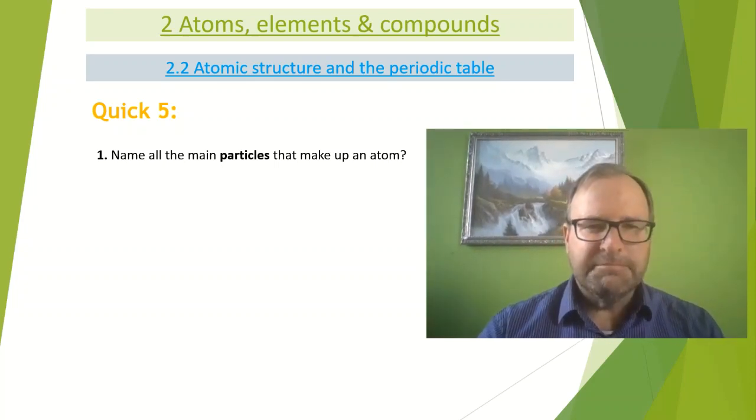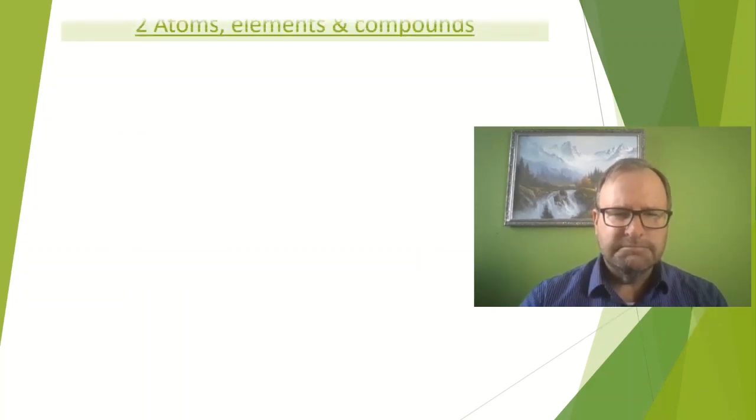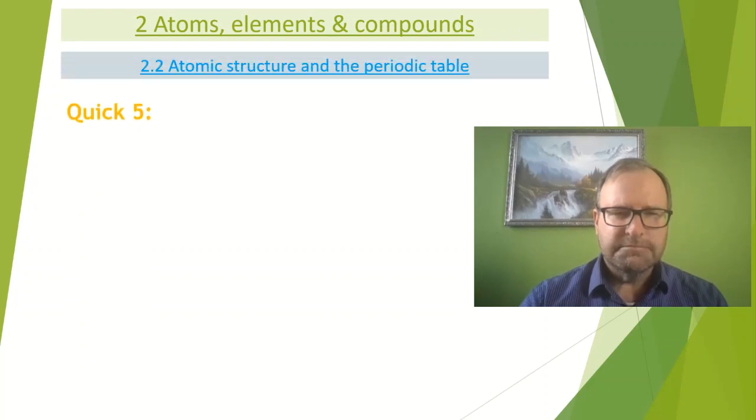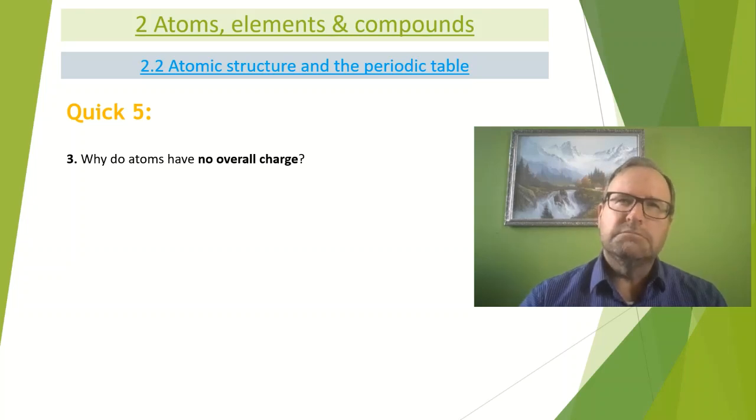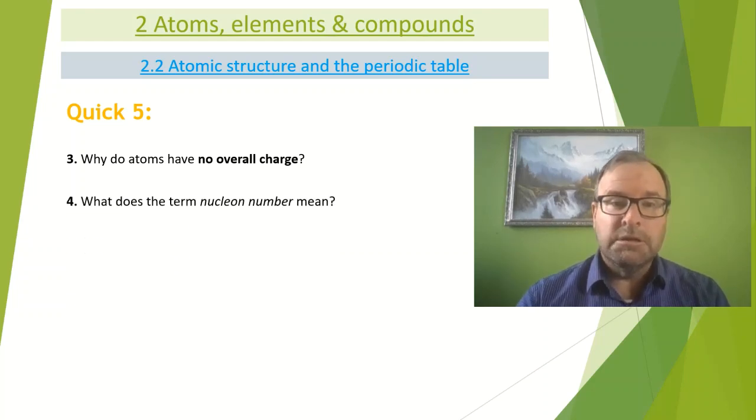Please do so. Number 2, which particle has a positive charge? B, no charge. C, almost no mass. Question 3, why do atoms have no overall charge? What could it possibly be? Number 4, what does the term nucleon number mean, or mass number, otherwise known as atomic mass number?